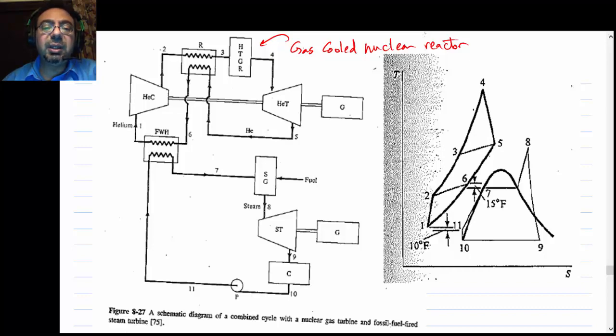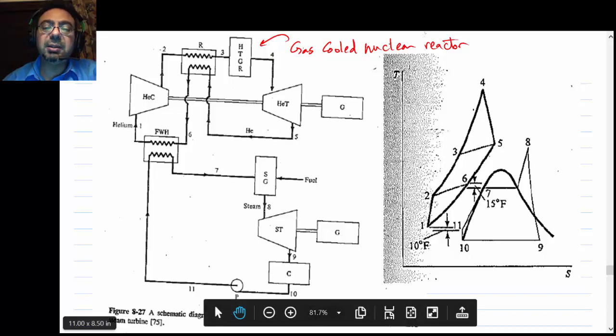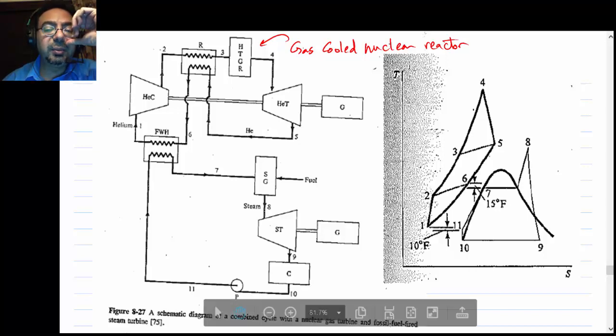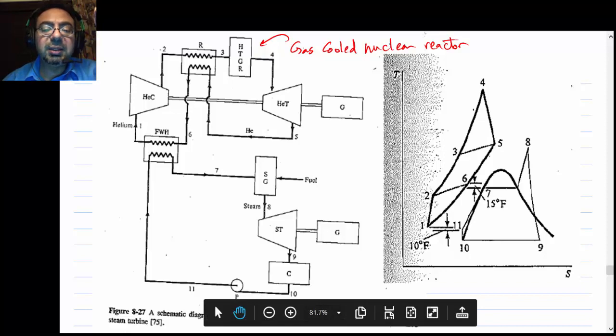If the exhaust of the turbine is still, after all this, too hot and you don't want to throw it away, what do you do with it? You send it into a steam power plant, right? So you basically tell yourself, I don't want to throw away that very hot exhaust, even here at 6. I don't want to throw away those hot gases in my stack. So what do you do? You use this to boil the steam in a Rankine cycle.